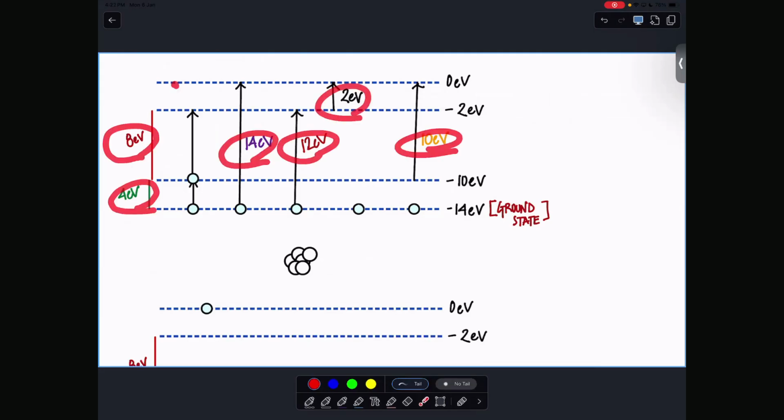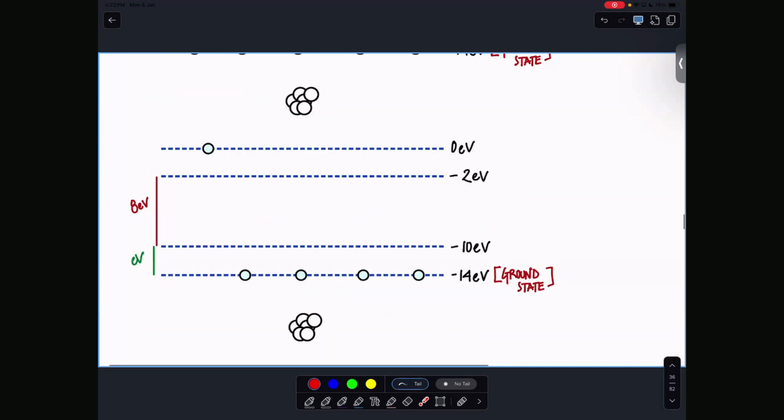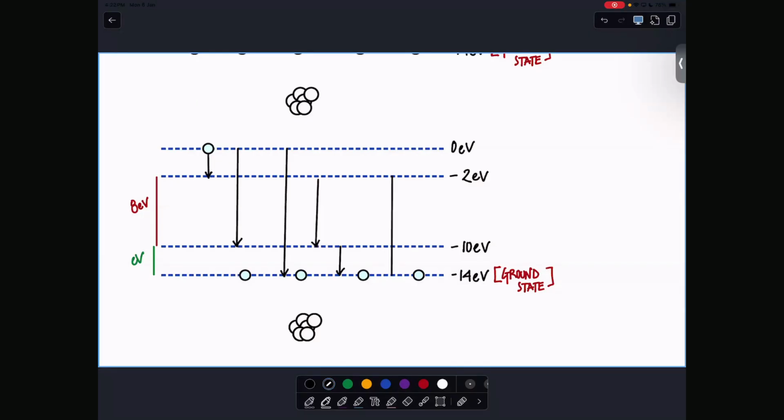And they're all excited at those levels out there. If they want to fall back down, what's the amount of energy they need to release? The same, exact same, right? So how many different ways can it fall back down? 6, right? So 1, 2, directly 3, then an intermediate 4, an intermediate 5, and another intermediate here 6. Each time it goes down, it's releasing energy.